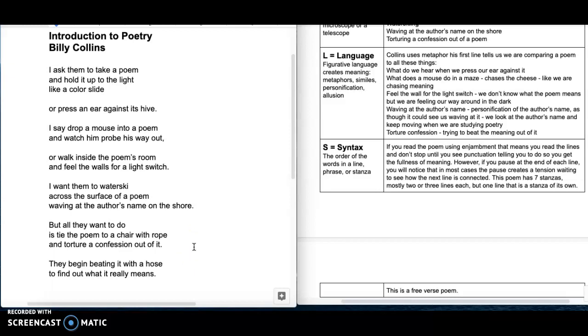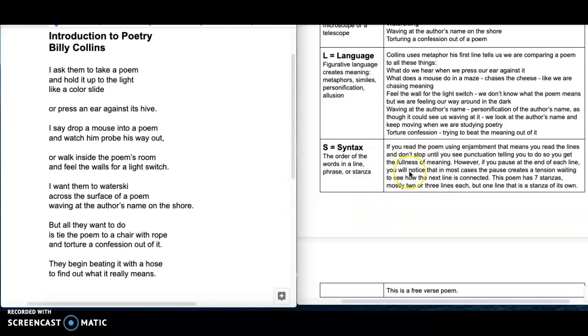What he's saying there is students tend to think that poetry has to mean something really big and grand and that they're always struggling to figure that out. But if we look at these first 5 stanzas, we know that that's not really what the author wants us to do. He wants us to dive in the dark and just experience it and enjoy it. He goes on to say that students beat it with a hose to find out what it really means. Clearly, Collins doesn't think that that's the best way for us to get to the end of a poem.